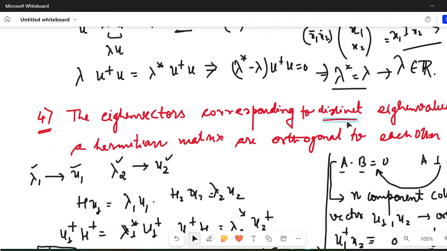Eigenvalues of Hermitian matrices are always real. Eigenvectors corresponding to distinct eigenvalues of a Hermitian matrix are orthogonal to each other, in fact orthonormal. Also remember that even if they are not distinct, if an eigenvalue is repeated r times, then corresponding to it you have r linearly independent eigenvectors which are again orthonormal to each other. Overall, if you have an n cross n Hermitian matrix, you can have n linearly independent orthonormal eigenvectors. This is extremely important for quantum mechanics.